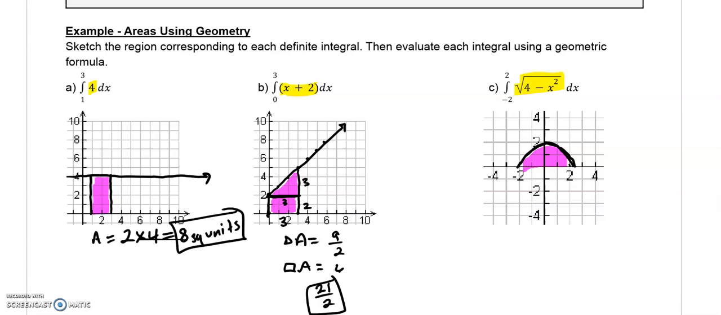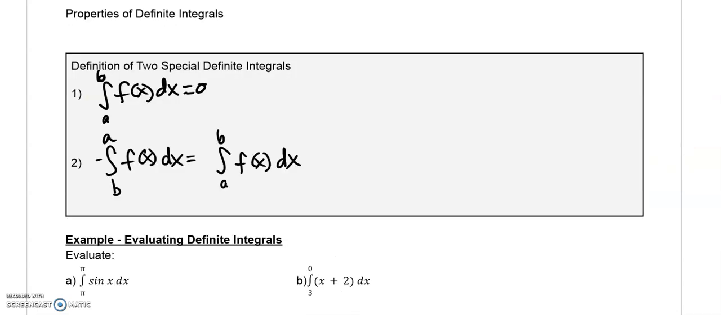And then on the last one, you have the area of a half circle. So the area is a half pi r squared, where the radius is 2, and when you go through and simplify that down, that simplifies to 2 pi. Okay, so in these simple geometric figures, we can find the exact area under the curve. And so these next two properties are super important.